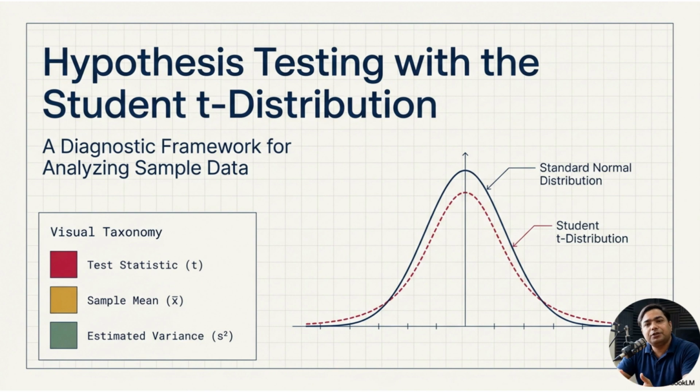But in real research, we usually do not have access to the whole population. We only collect data from a sample. Because of this, we need a method that helps us make a reasonable decision from limited sample data. This is where the t-distribution becomes very useful.